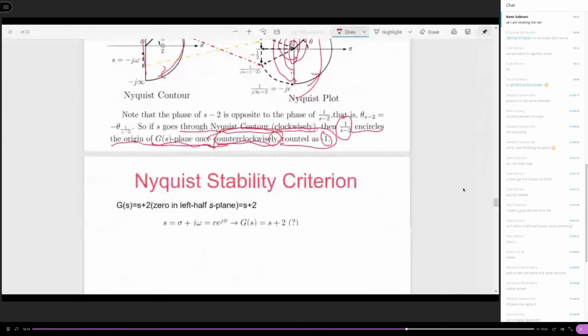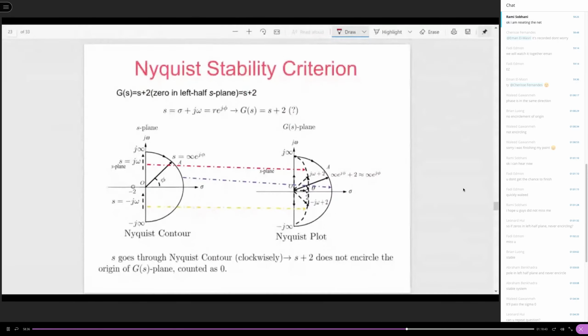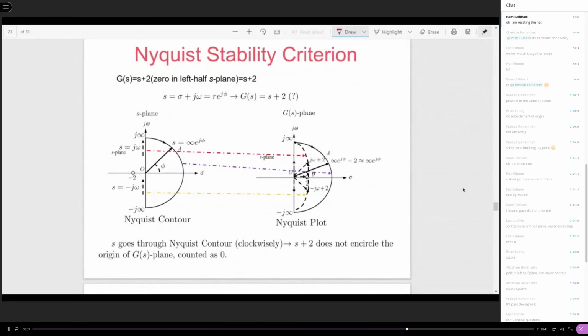Now we're going to move to the next one. You see, this is the zero in the left half S-plane. You can predict that, right? Because we evaluated the right half plane zeros and the poles. Of course, I have to evaluate the left half plane poles and zeros, right? You see, you have S minus 2, and that is like you have a left half plane zero, which is minus 2, which is here, right?